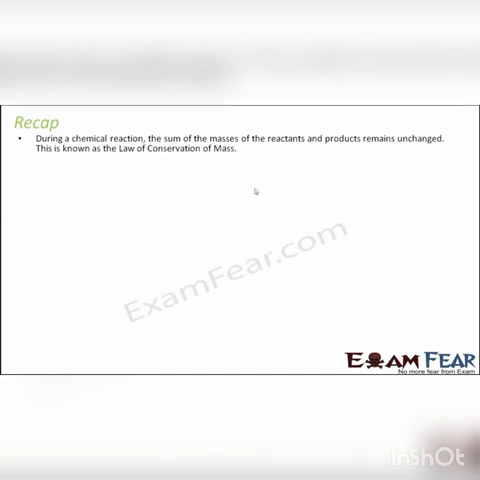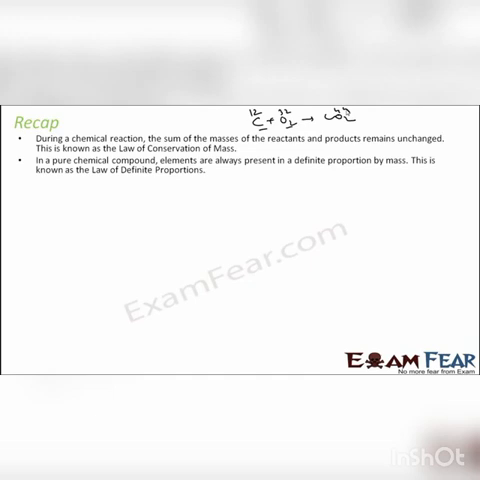Let's do a recap of what we have done, and after that we'll do some numericals. We have seen that during a chemical reaction, the sum of the mass of reactant and the product remains the same. Carbon plus oxygen gives carbon dioxide. Let's suppose 12 gram of carbon and 32 gram of oxygen were used, so we got 44 gram of carbon dioxide. All the reaction happened. So the mass of reactant and mass of product is always the same. This is the law of conservation of mass.